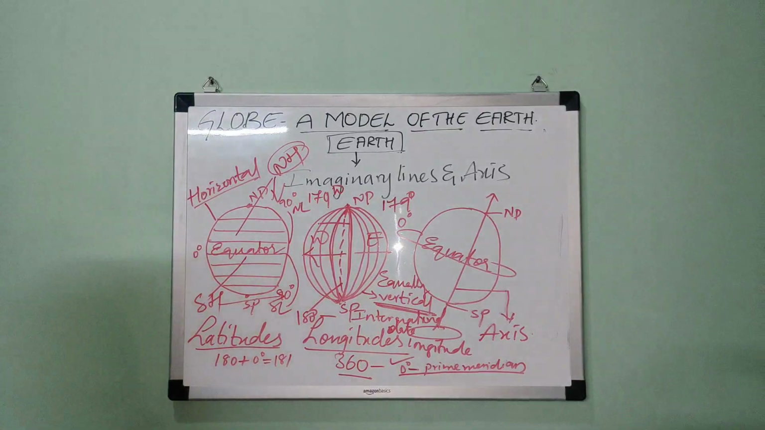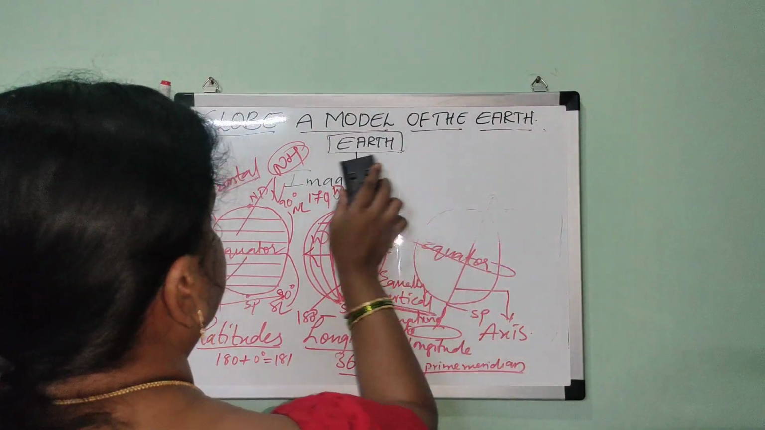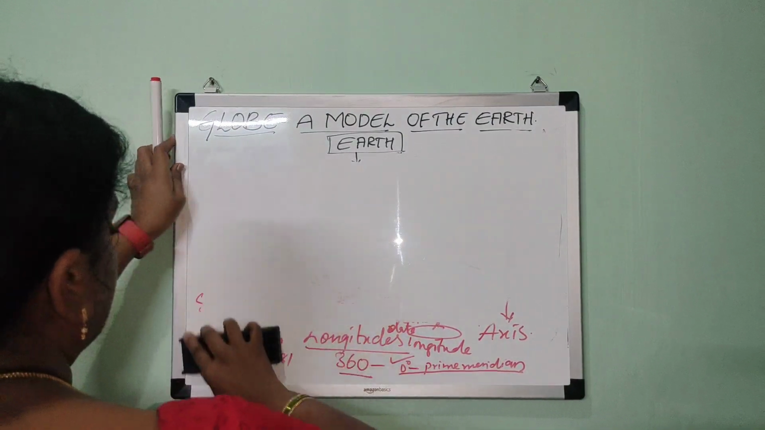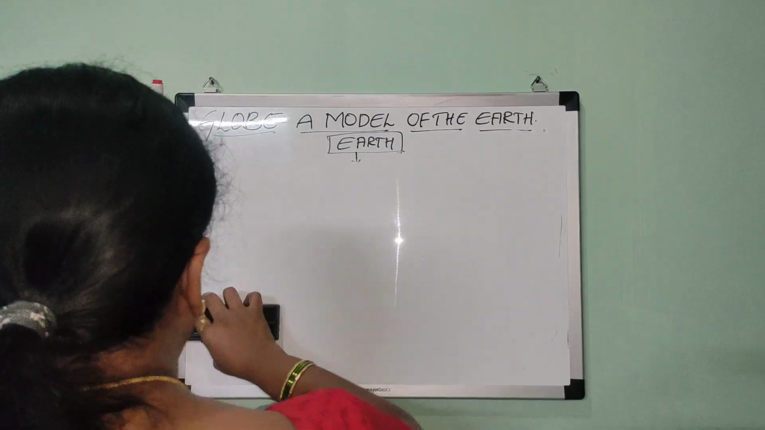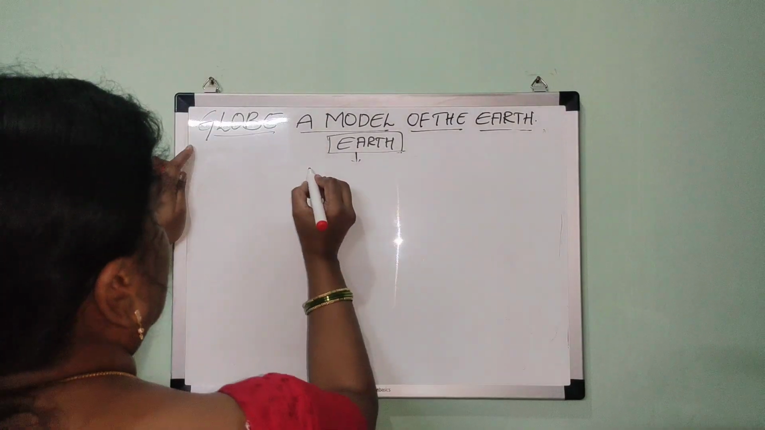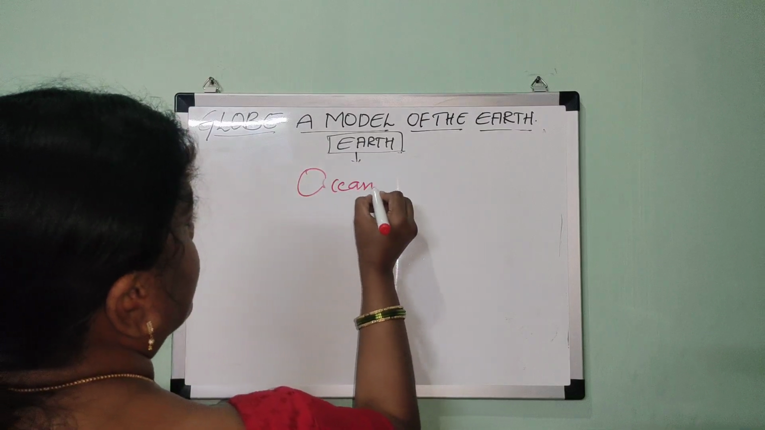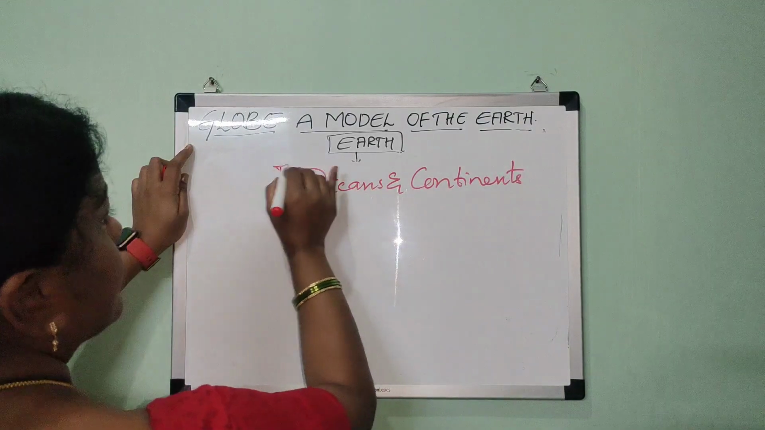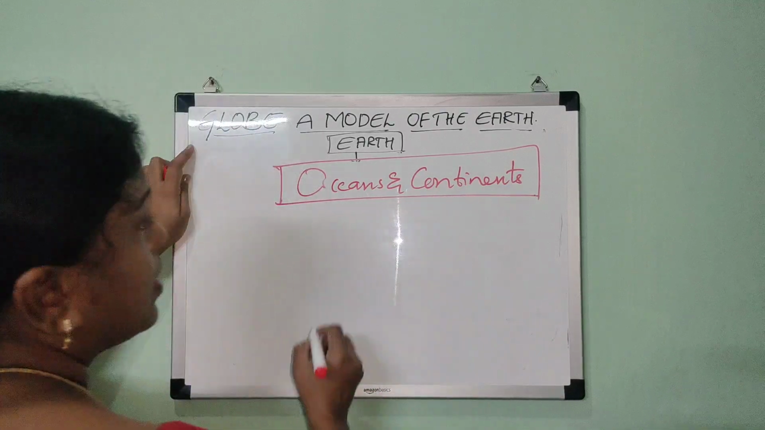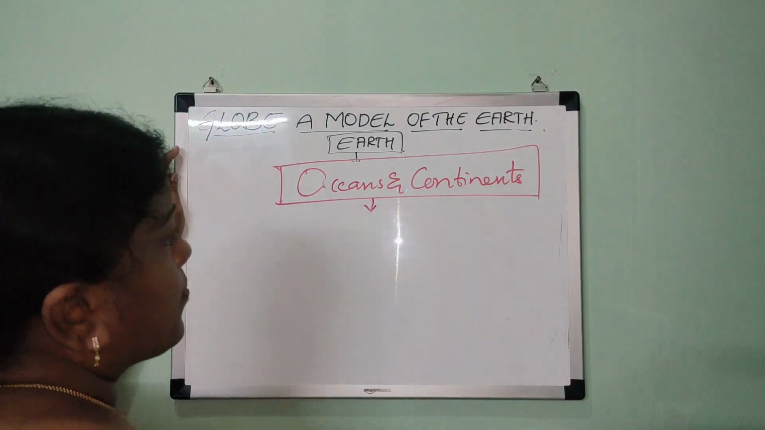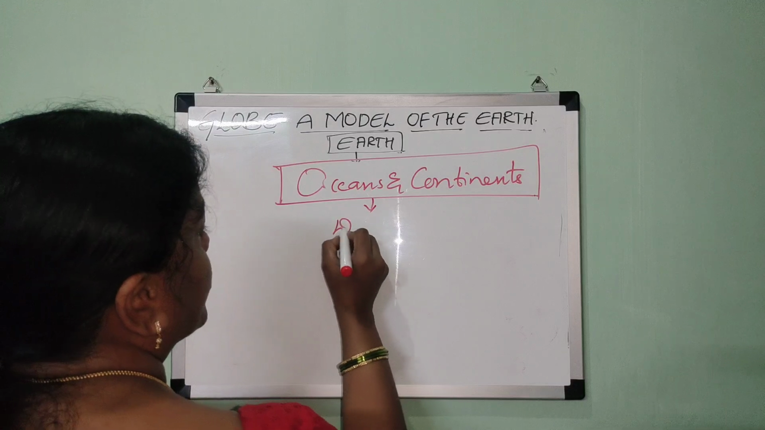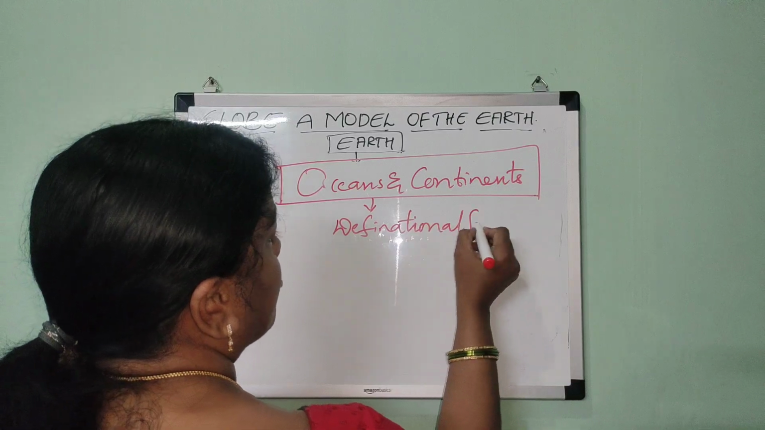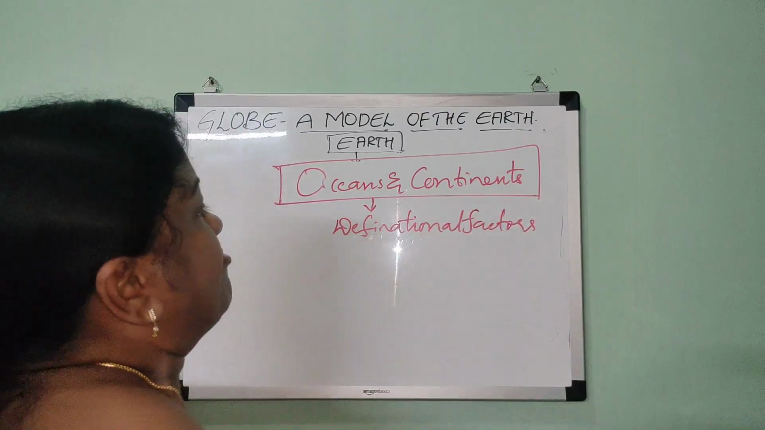Now let us go to the last topic, children. What is that? Can you expect? Yes, the last keyword we are going to discuss is oceans and continents. How will you get into this topic? Basically, better we go for the definitions. So how will you define oceans?